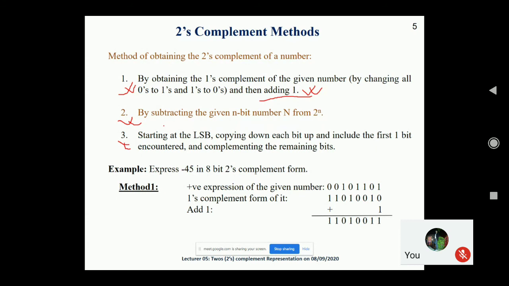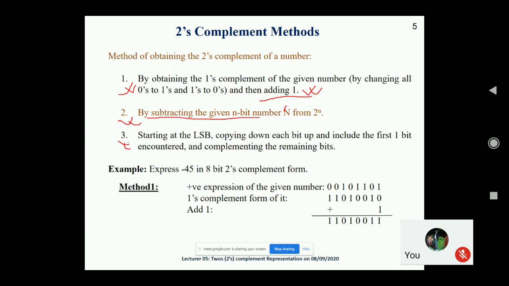What is the second method? By subtracting the given n-bit number, capital letter N, from 2 to the power n. Some particular n-bit number is there, we denote it as capital N, and we subtract it from 2 to the power n. So this is the second method. I will explain with the help of an example.